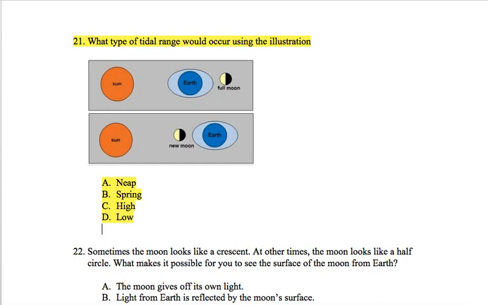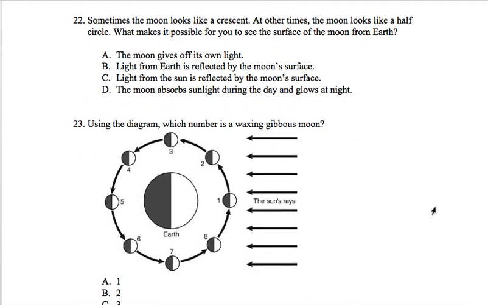Number 22. Sometimes the moon looks like a crescent. At other times, the moon looks like a half circle. What makes it possible for you to see the surface of the moon from Earth? A. The moon gives off its own light. B. Light from Earth is reflected by the moon's surface. C. Light from the sun is reflected by the moon's surface. D. The moon absorbs sunlight during the day and glows at night.